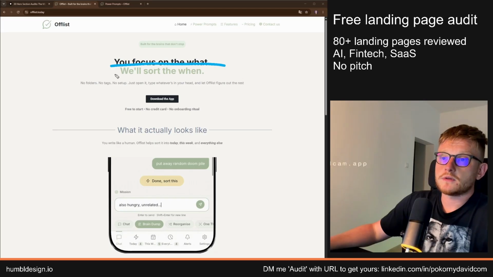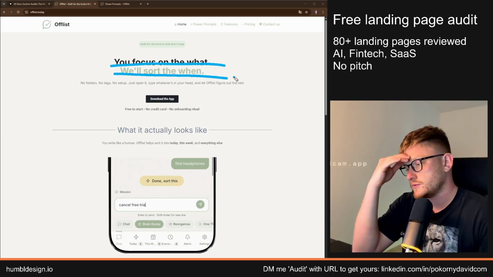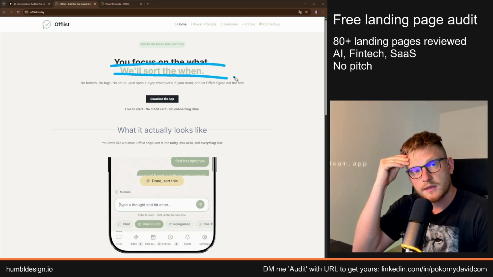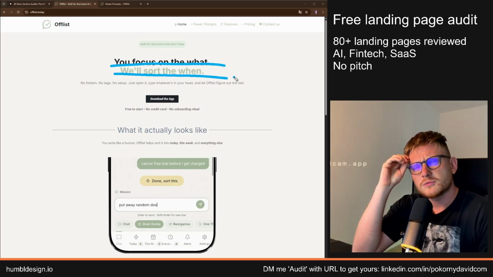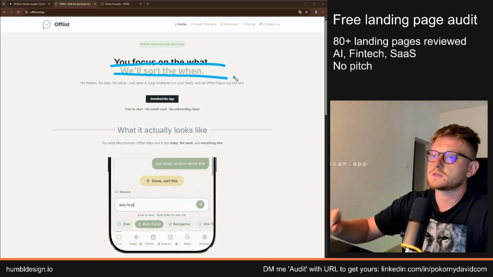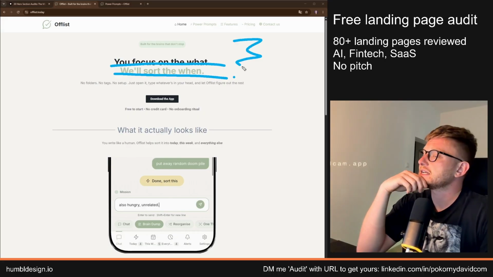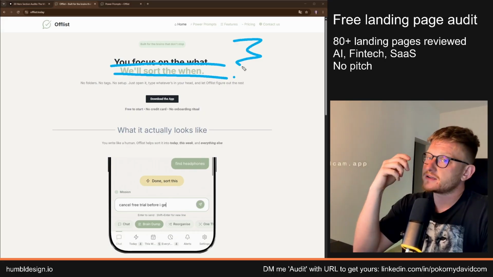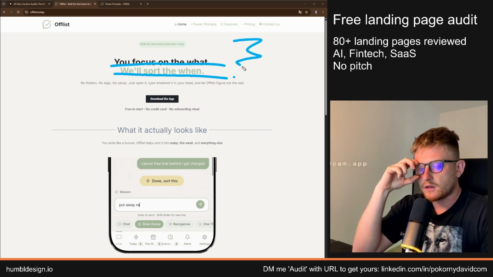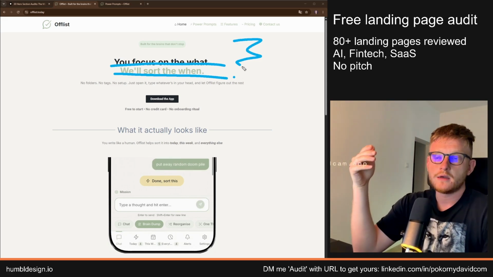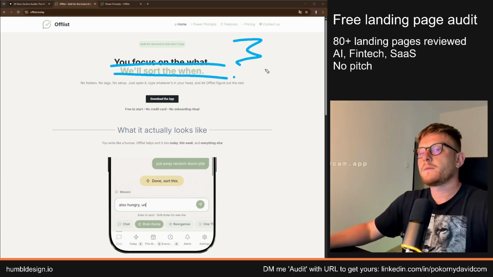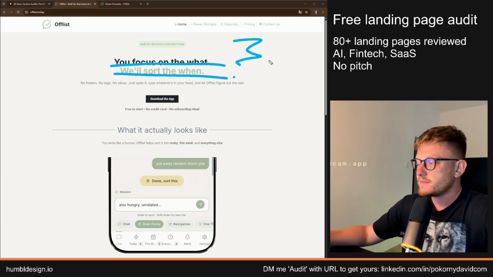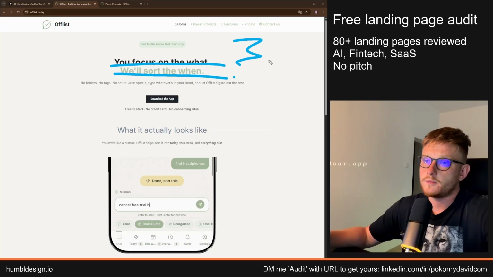You focus on the what, we'll sort out the when. It sounds really vague. Okay, this definitely needs some sort of improvement. To me, it's really hard to understand at first glance because in theory you usually have 3 seconds to get people hooked, and within those 3 seconds they should be able pretty much to get the whole idea of what the product actually does. Okay, you focus on the what, we'll sort out the when doesn't tell me much, and it's really hard to say what the product actually does.